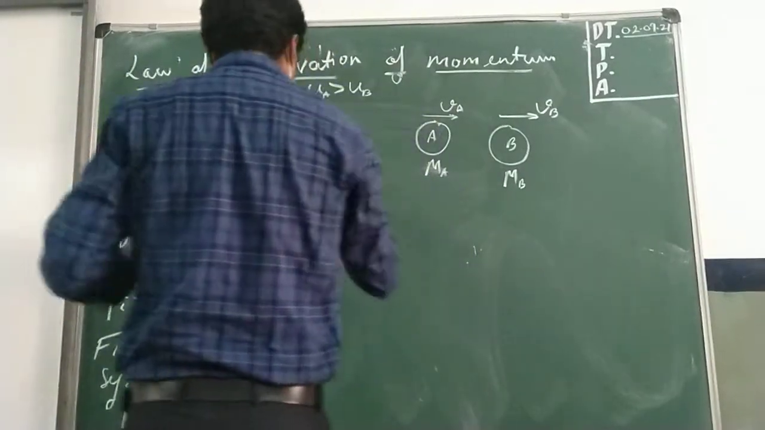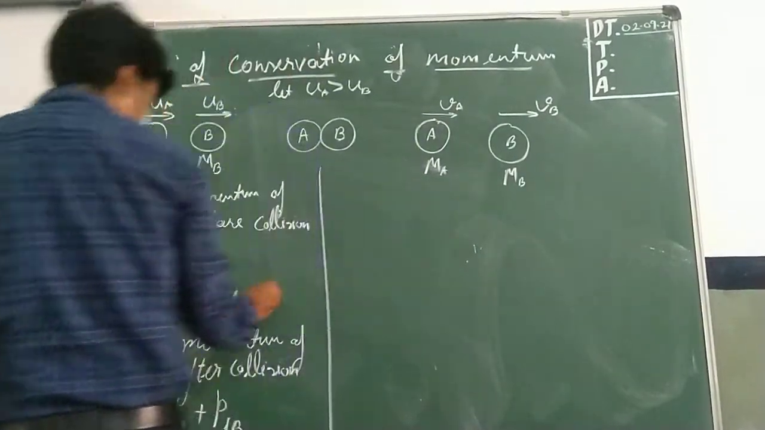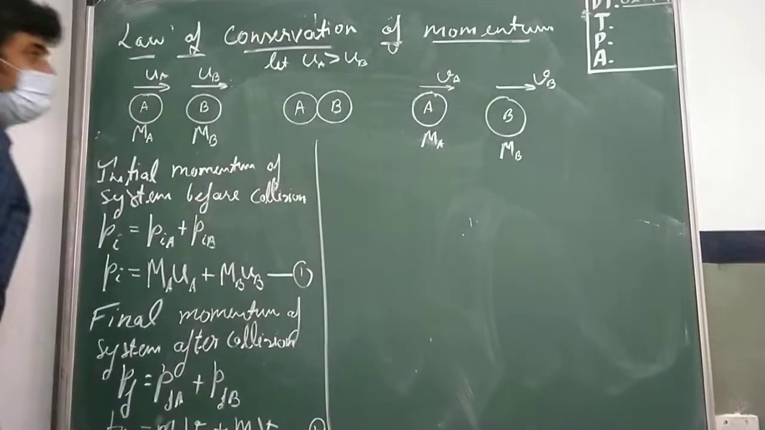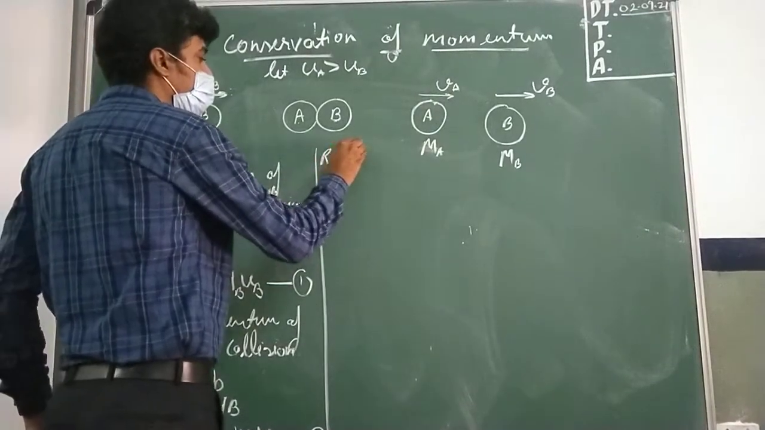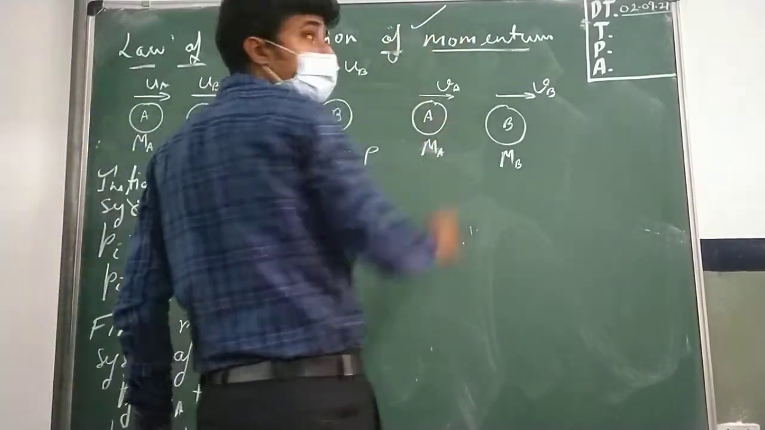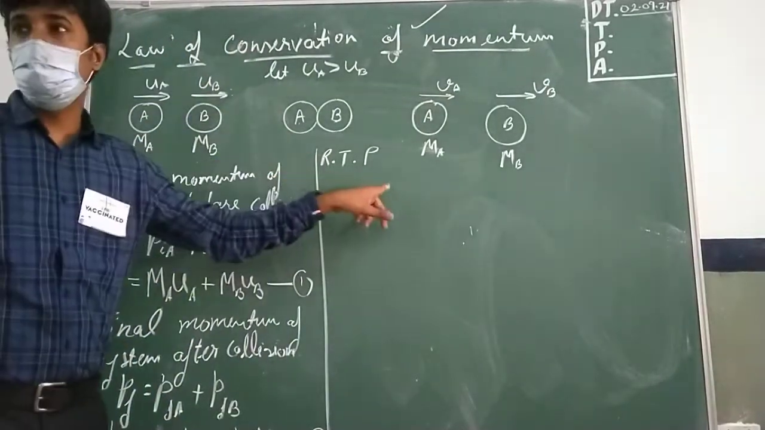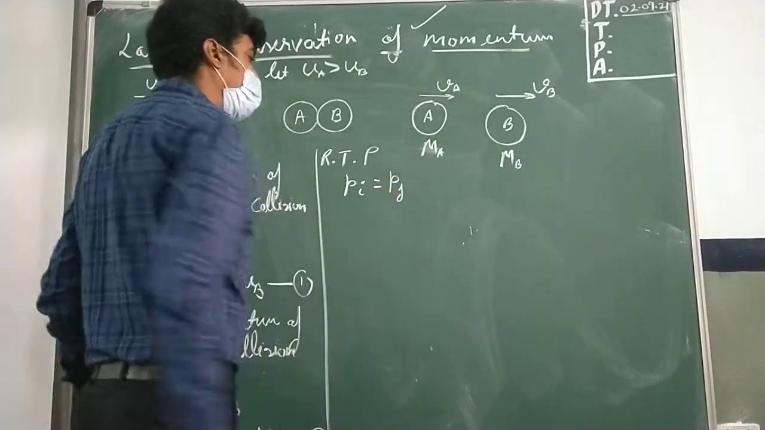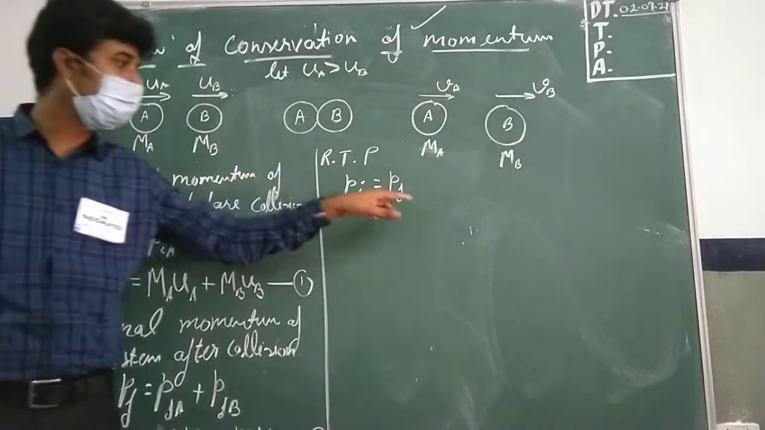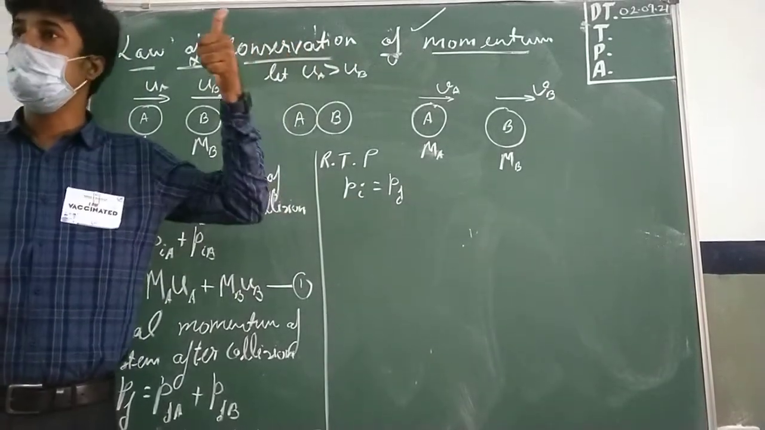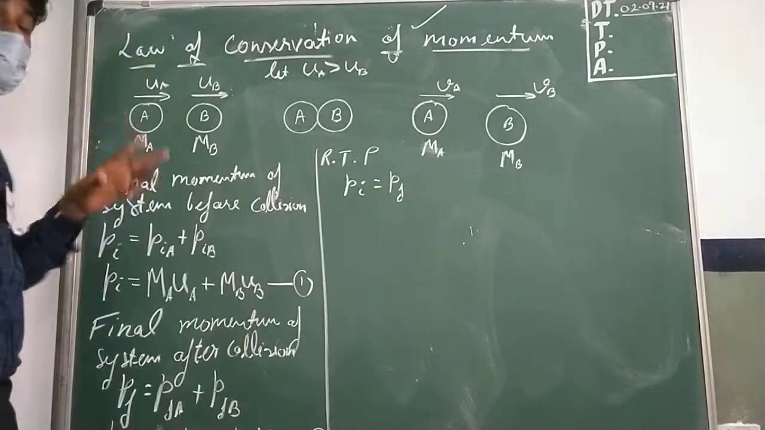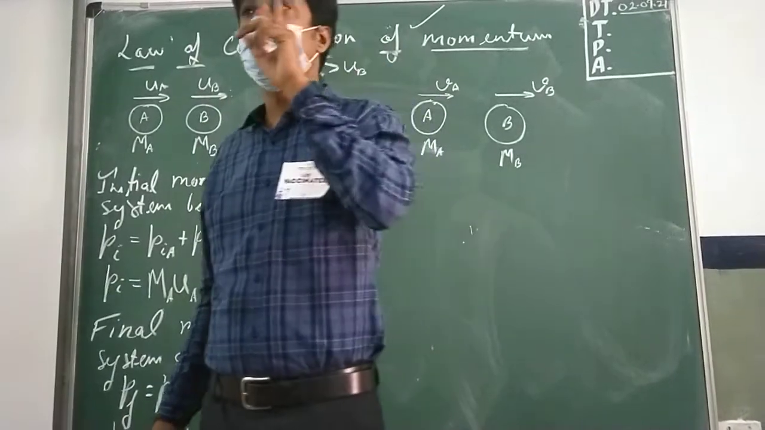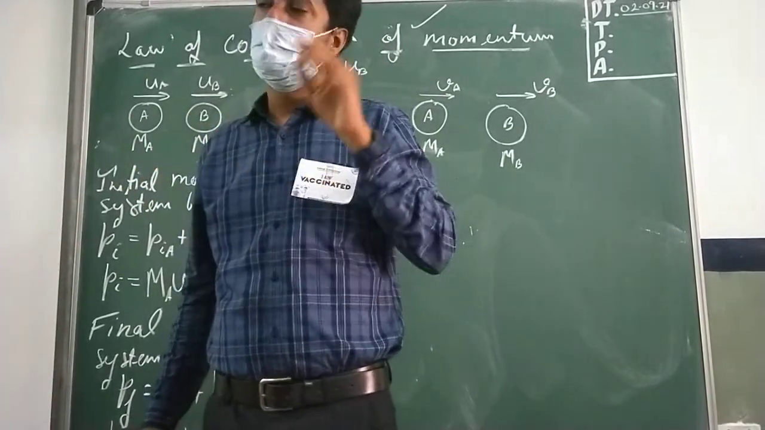Now, what we are going to do here, let this equation be equation number 1 and this equation be equation number 2. What is required to prove? P initial is equal to P final. If both are equal, then the law of conservation of momentum is valid. Okay. Now let's see. In the law of conservation of momentum, we are going to use both laws, Newton's second law as well as Newton's third law.